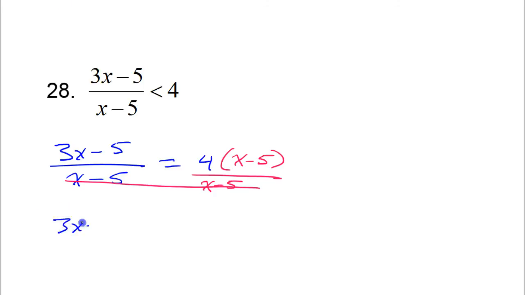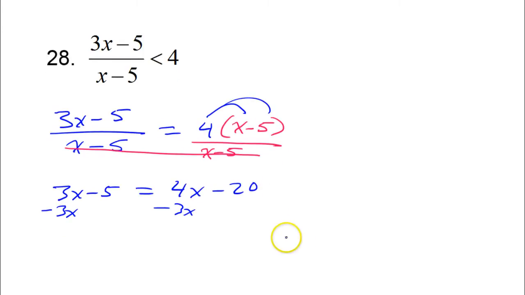Once the denominators are the same, you can cancel them out and write a new equation. So 3x minus 5 equals 4x minus 20. I only see x's. I don't see x squared. That means I should be able to get the x's on one side and the numbers on the other side. So I'm going to subtract 3x from both sides. I could have subtracted the 4x, but I'm just going to keep it positive. You should get the same answer either way.